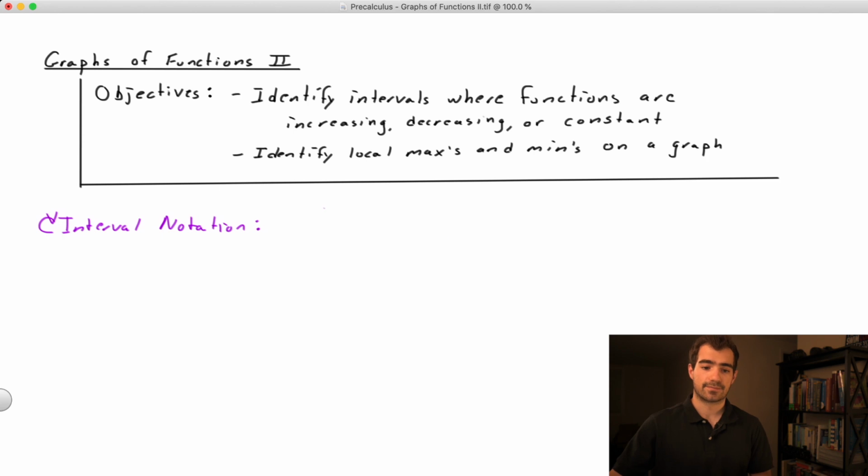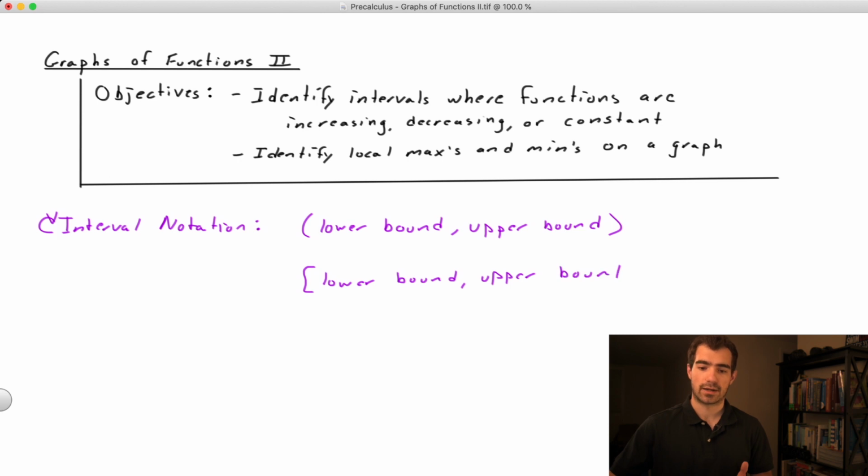To write this, we use either parentheses or square brackets, and we write the lower bound, whatever the smallest value in the interval is, the smallest value in this span, comma, the upper bound, whatever the largest value in the span is. And we can do the same with square brackets as well. The difference being when we use square brackets, we're going to include the bound values, versus with the parentheses, we will exclude them.